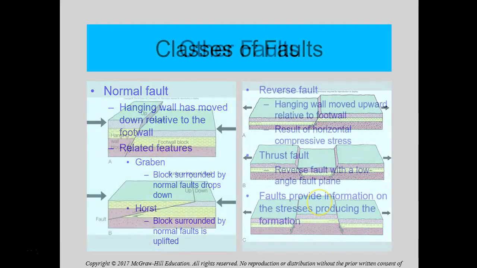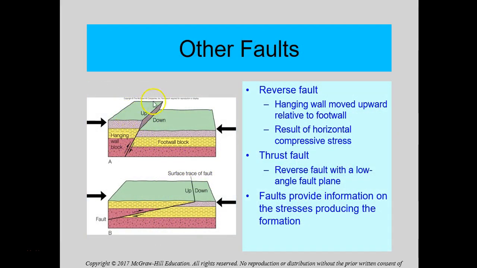is higher. You can also have a reverse fault where the hanging wall part of the fault is moved up above the footwall part of the fault, and this can come about as a result of horizontal compressive stress. Or you can have a thrust fault where you have a really small angle to the fault itself. The different types of faults and the angles at which they occur provide information about what types of stress are producing this rock formation, or did produce this rock formation in the past.